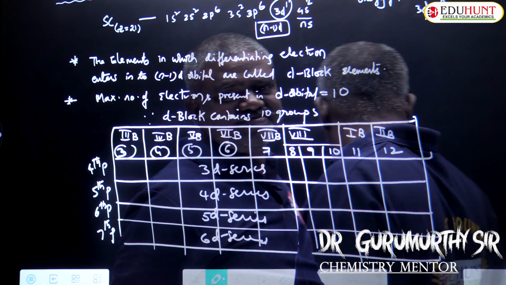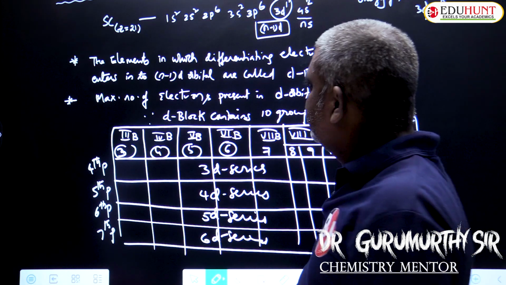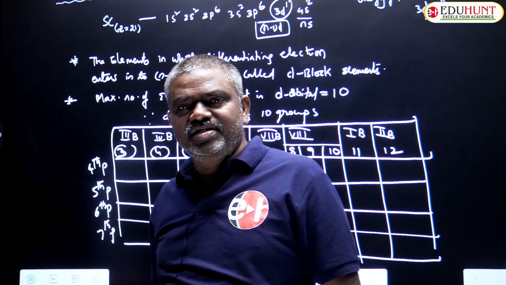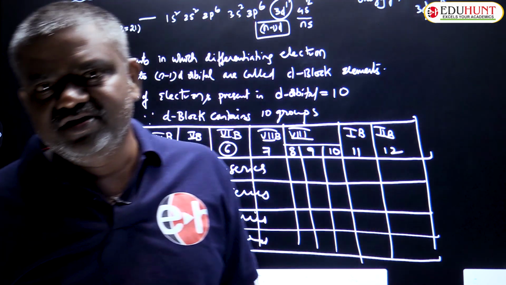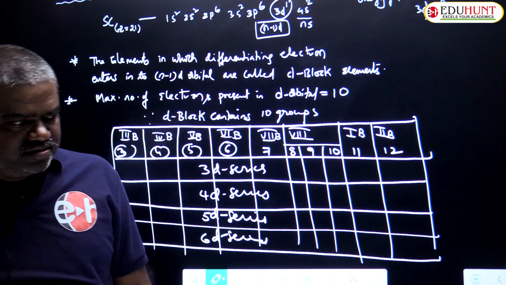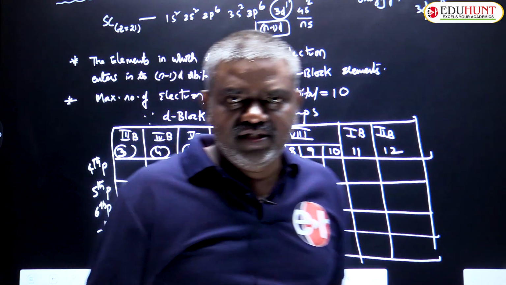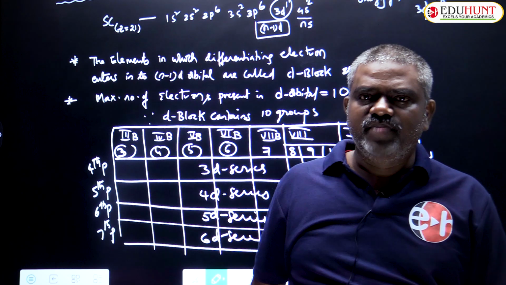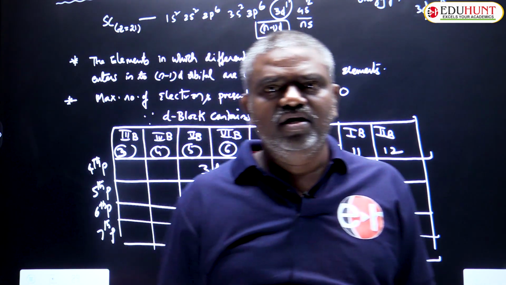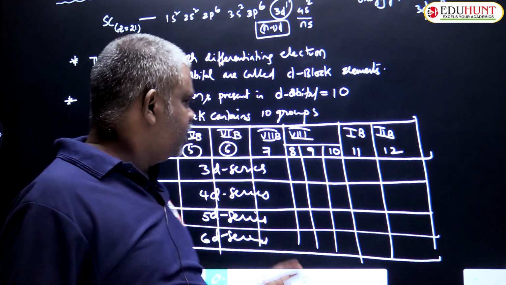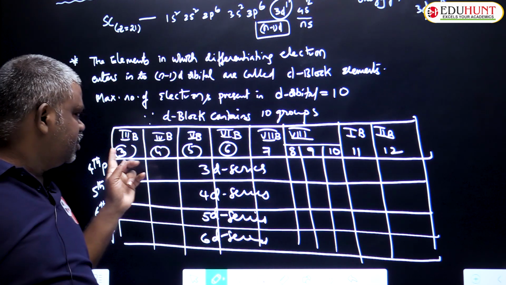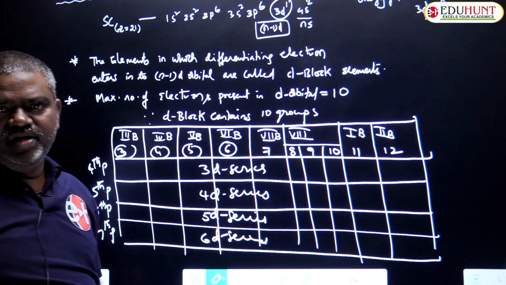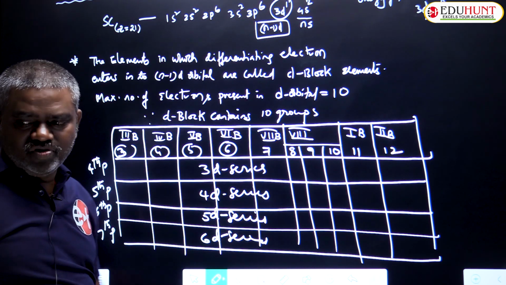Good morning everyone. Yesterday I discussed d block elements. What are d block elements? The elements in which the differentiating electron enters the (n-1)d orbital are called d block elements. There are 10 groups present in the d block because the maximum number of electrons filled in the d orbital is 10. Already yesterday I explained this: 3B, 4B, 5B, 6B, 7B, 8, 1B and 2B, from group 3 to 12. So in total 10 groups.